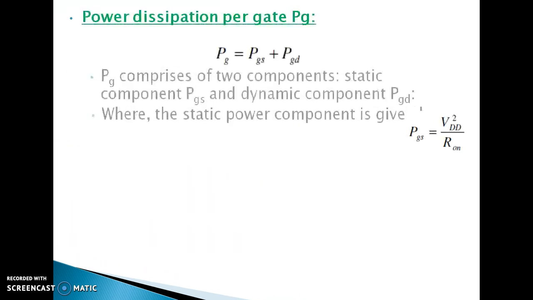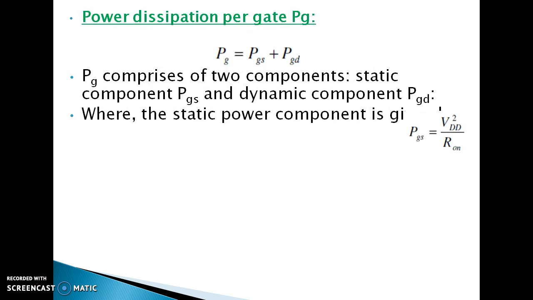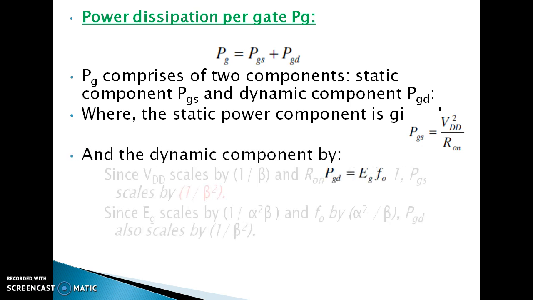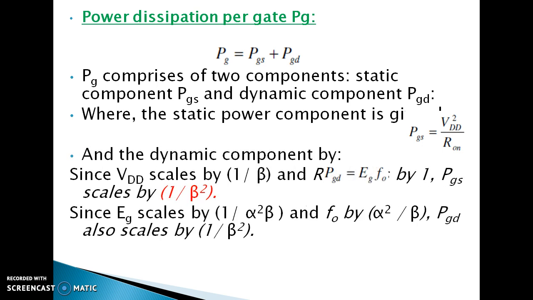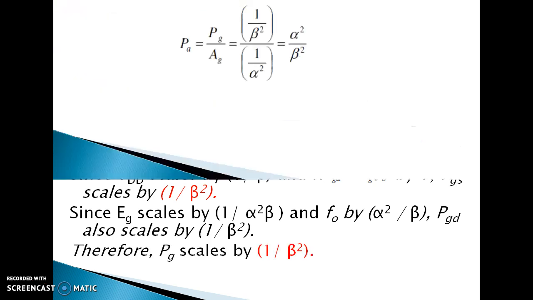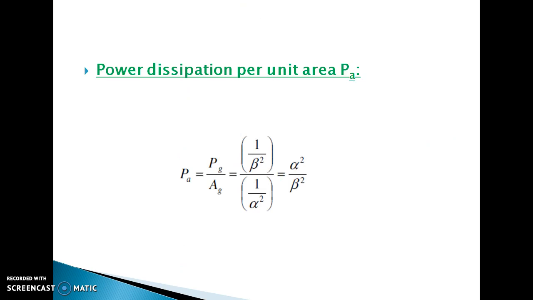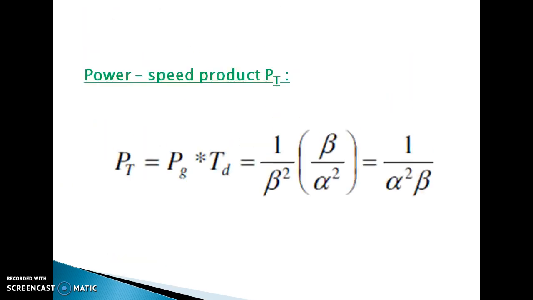Power dissipation per gate. The power dissipation mainly comprises two components, static and dynamic, where the static power is given by VDD square by R on, and the dynamic component is Eg into F naught. The total Pg static plus Pg dynamic finally scales by 1 by beta square times. Power dissipation per unit area means power dissipation by area. Power dissipation is 1 by beta square times and area is 1 by alpha square times. Therefore PA now becomes alpha square by beta square times.